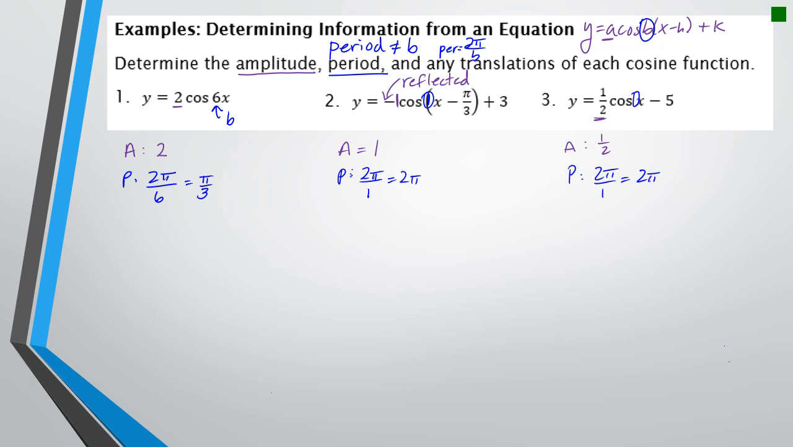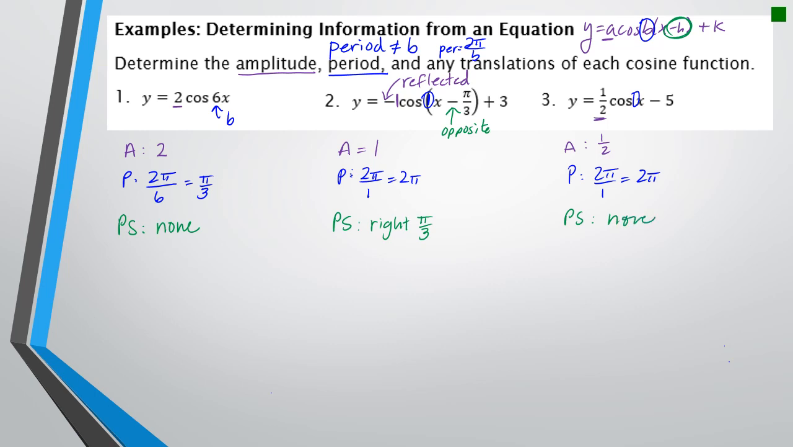Now we have to do translation. The first thing we're going to talk about is phase shift. Phase shift is when you have an H number. If you look up here in the top right, this H right here, if you don't have parentheses, that means you don't have a phase shift. So in number 1, I don't have parentheses. That means there's no phase shift, so I'm going to write none. For number 2, I do have parentheses. And you have to be careful because this sign right here, you have to go in the opposite direction. So even though it's negative, it's going to be moving the graph to the right by pi over 3. And then for number 3, there are no parentheses, so there's no phase shift.